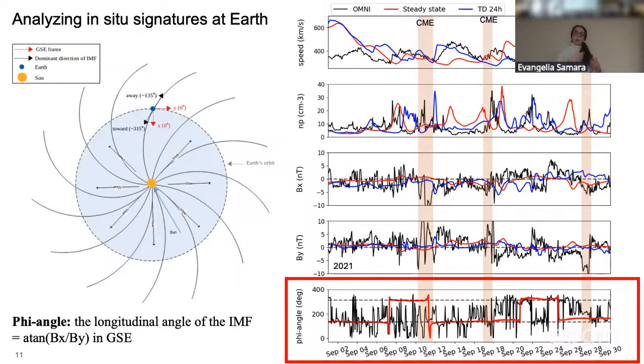And if I predict the phi angle with my steady-state simulations, I will see exactly that. My phi angle is this ideal, either outwards or inwards, exactly as we explained in this schematic here. It's either 135 or 315, and it's so different and so far away from the real observations and the in situ data that we get from ACE, that we know things are not that way, right?